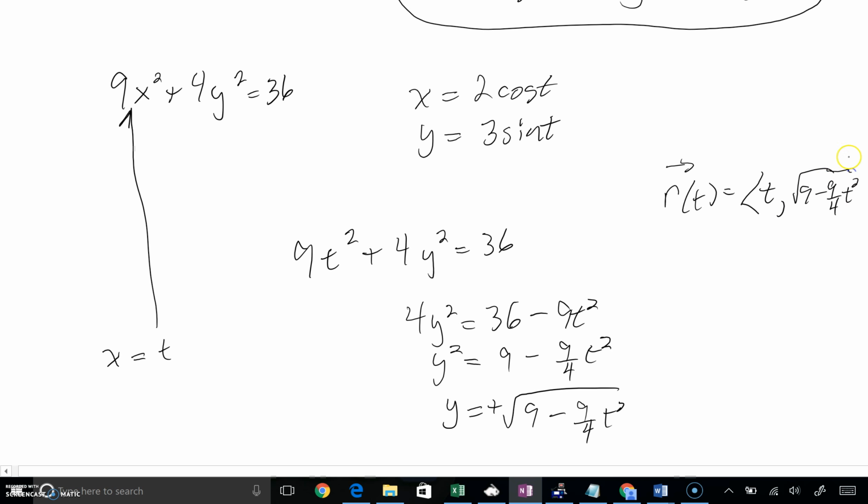You could find r prime. You could find r double prime. And this time, if you were looking for the point 2, 0, you'd be plugging in t equals 2. You could take your derivative, first derivative, second derivative. You can do your cross product the same way. So I just want to let you know that there are many ways you can work with parametric equations.